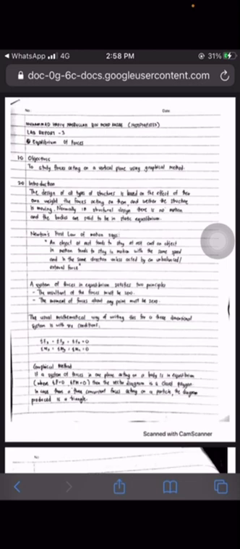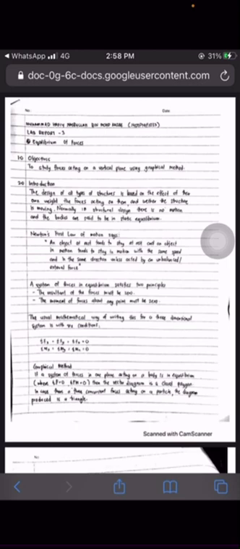I will present about lab report 3, equilibrium of force. The objective of this lab is to study force acting on a vertical plane using the graphical method.